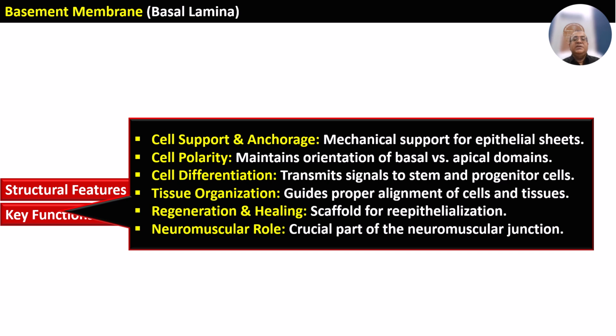The key function of this basement membrane is that it provides cell support and anchorage. So it's a mechanical support for epithelial tissue. The basement membrane also maintains the orientation of basal versus the apical domain. So it is important for cell polarity. It transmits signals to stem cells and progenitor cells. So it is important for cell differentiation. It guides proper alignment of the cell and tissue. So one of the functions is tissue organization.